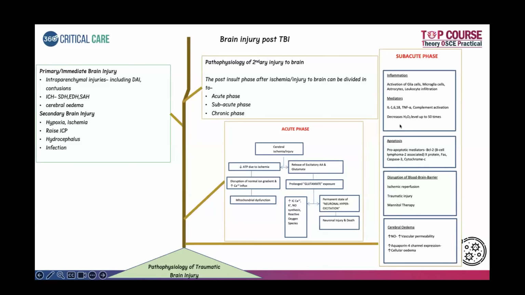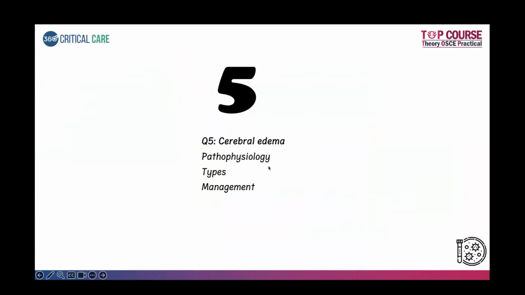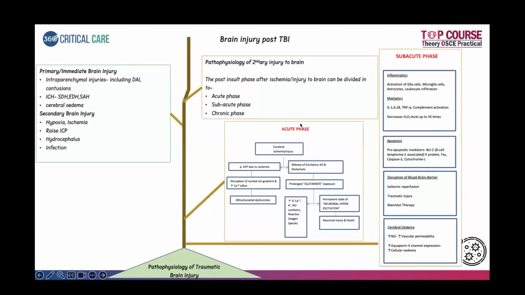So the headings of this are important. The subacute phase happens because of inflammation, apoptosis, disruption of the blood-brain barrier, and cerebral edema. The acute phase happens due to two mechanisms. One is excitatory, the other one is energy consumption or exhaustion of the energy. So if they ask about the pathophysiology of brain injury, that's how you write. Primary, secondary. Secondary is acute, subacute. Acute has two mechanisms. Subacute has four mechanisms.